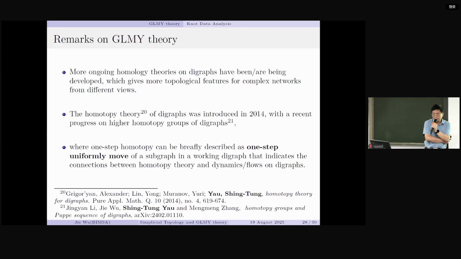Now, GLMY theory is still under development. Instead of only looking at homology theory, we also move to homotopy theory. One important thing is that if you look at the definition of homotopy for diagrams, you can easily see it describes the dynamics of subgraphs, where each step is a move. So from that, you will see there is a lot of work to be done in the near future to develop this theory.